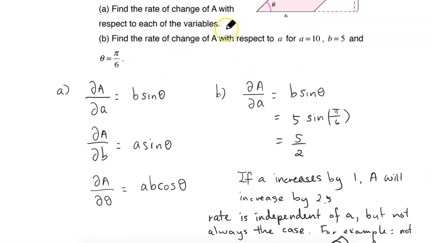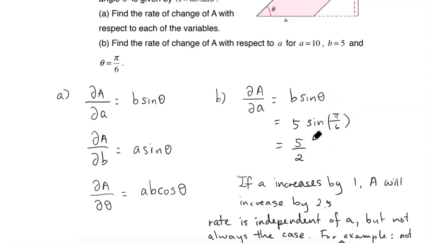Find the rate of change of A with respect to a for these given values here. So partial a is written here. We calculated it a minute ago, and now we just need to simplify. b equals 5 and theta equals pi over 6, and we get 5 over 2. What does this 5 over 2 mean?